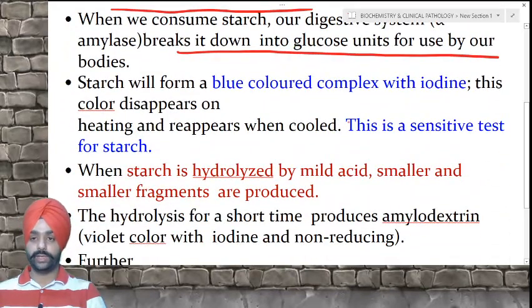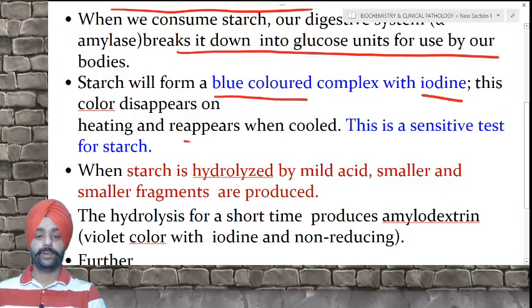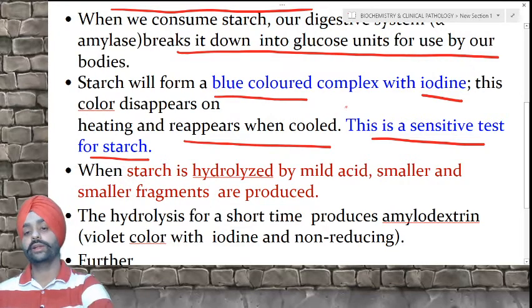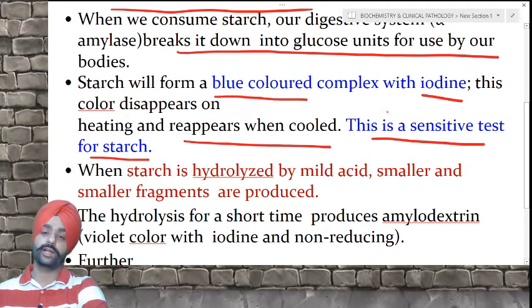When reacted with iodine, starch forms a blue colored complex, and this color disappears if we heat it and reappears when the solution is cooled down. This is a sensitive test for starch because during heating the bonds break down and smaller subunits of glucose and maltose are formed. So the complex dissolves and the blue color disappears, but upon cooling it reappears due to condensation of glucose and maltose bonds, and it again tends to form the long chains of amylose and amylopectin.